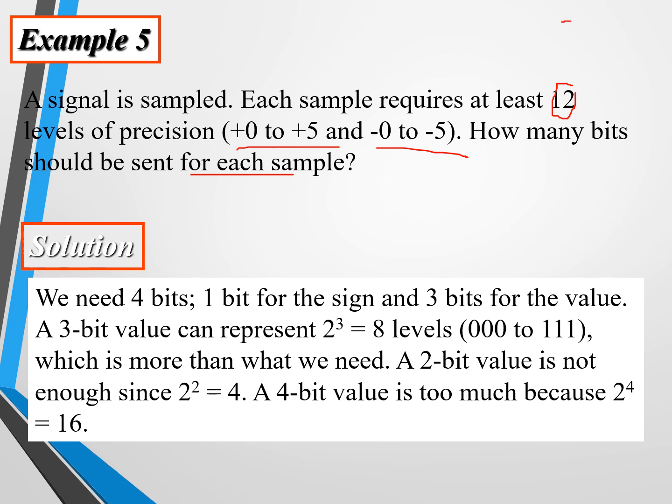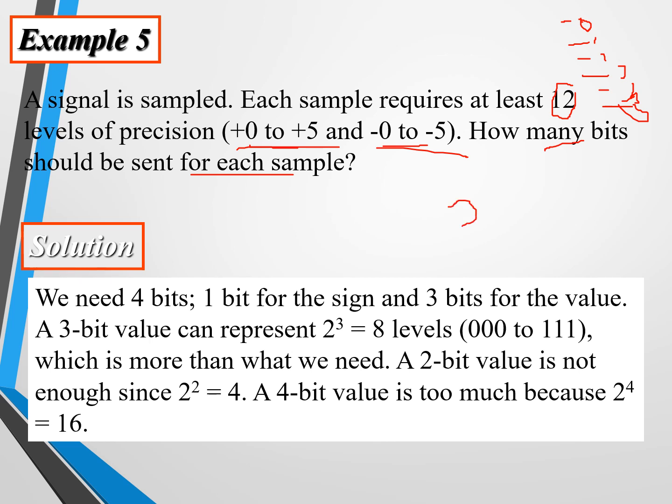अभी देखिए यहाँ पे -0, -1, -2, -3, -4 और -5. ये कितने हैं? 1 2 3 4 5 6. 6 लेवल्स हमें चाहिए, रिक्वायर्ड होंगे -0 से -5 तक, और 6 लेवल ही हमें रिक्वायर्ड होंगे positive 0 to positive 5 तक. सो हमें कितने लेवल्स रिक्वायर्ड है? Each sample requires at least 12 levels of precision. So how many bits should be sent for each level? हमें हर सैंपल के लिए कितनी बिट्स भेजनी होंगी?